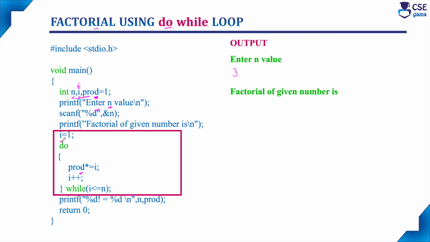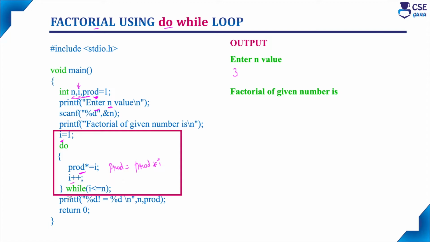First we need to initialize the loop variable, then the keyword do. Within the body of the loop, we need to calculate the value for every iteration, that is, product is equal to product into i. This is a shorthand assignment statement: product *= i. The equivalent statement is product = product * i.